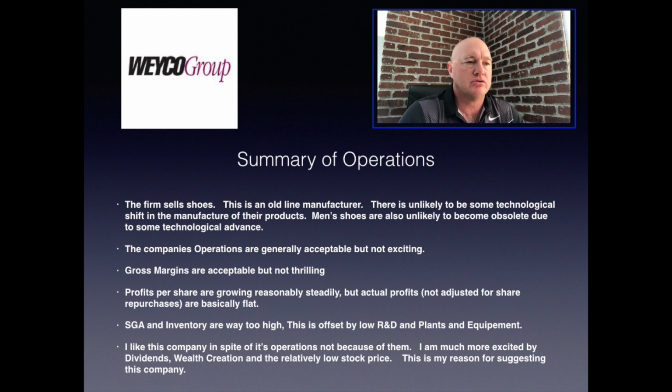The company's operations are acceptable, but they're not exciting, right? Gross margins are in the range that I'm interested, but not in the range that I'm thrilled. Profits per share are growing at a reasonable pace, but the actual profits that power those profits per share, when you don't adjust for share repurchases, are basically flat. Selling and general administrative, as well as inventory, are simply too high. Some of that's justifiable and some of it may or may not be, but that's offset by the absolutely zero R&D costs and relatively low plants and equipment.